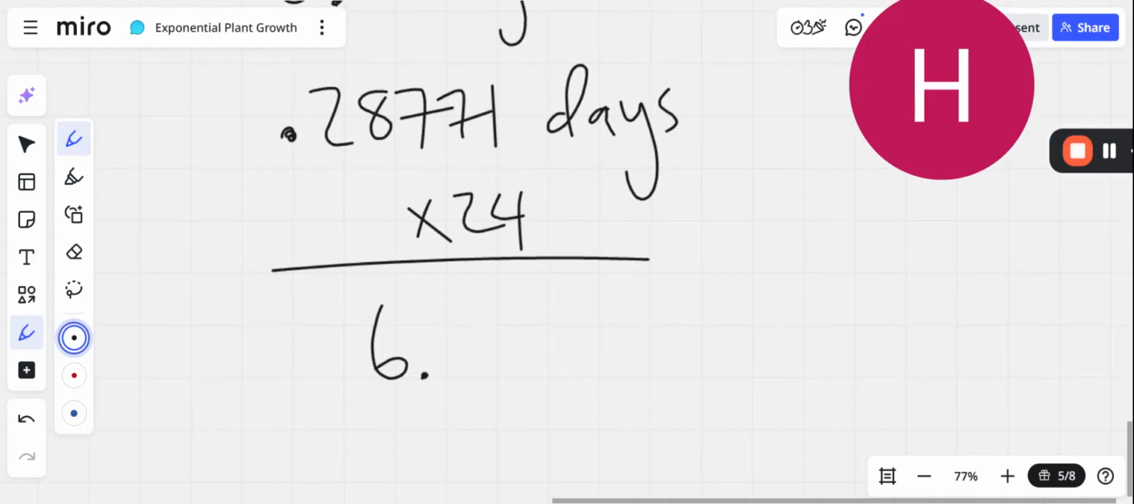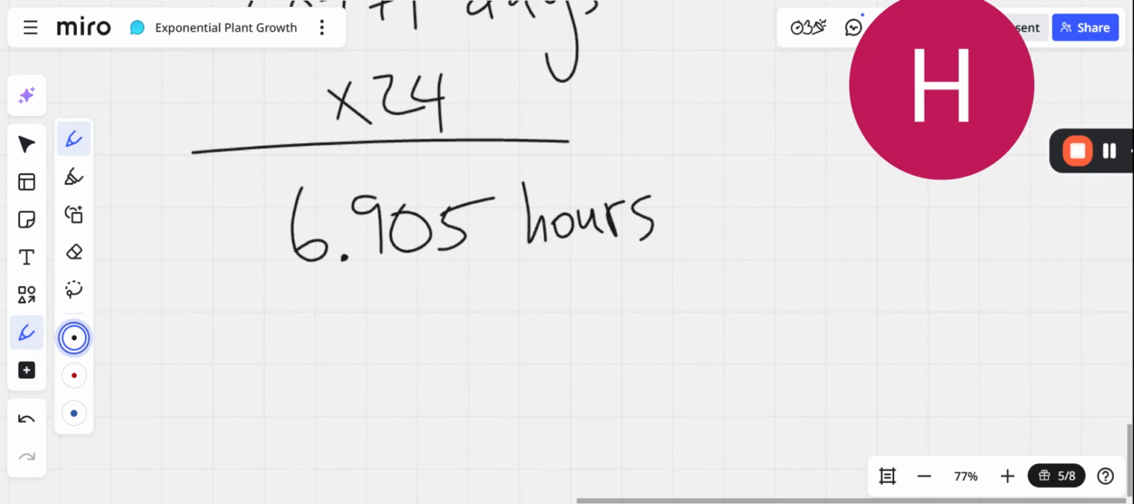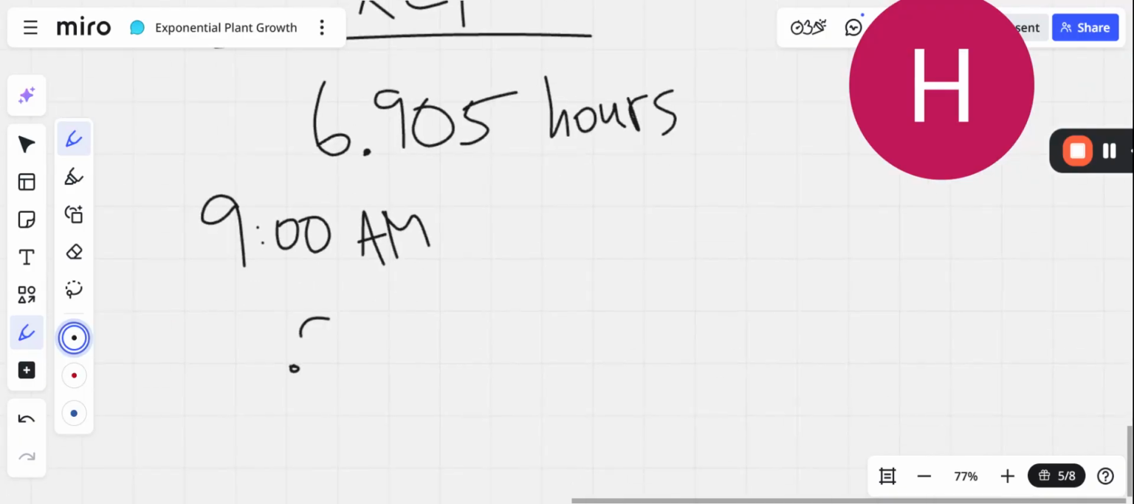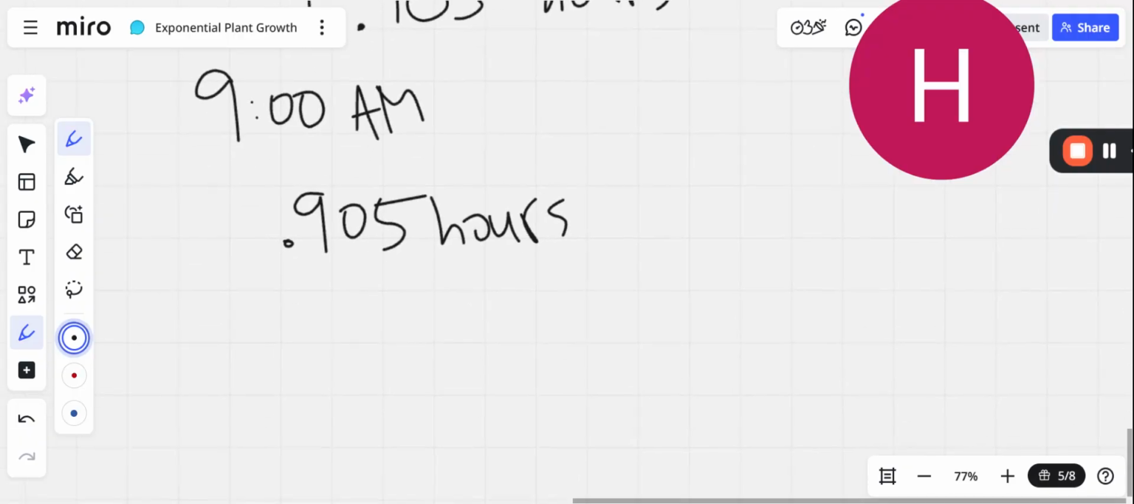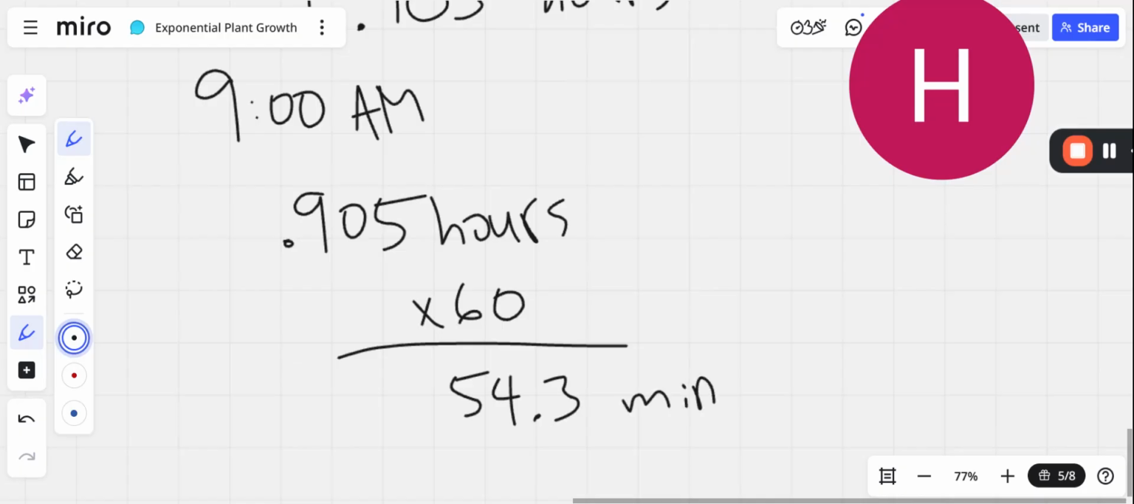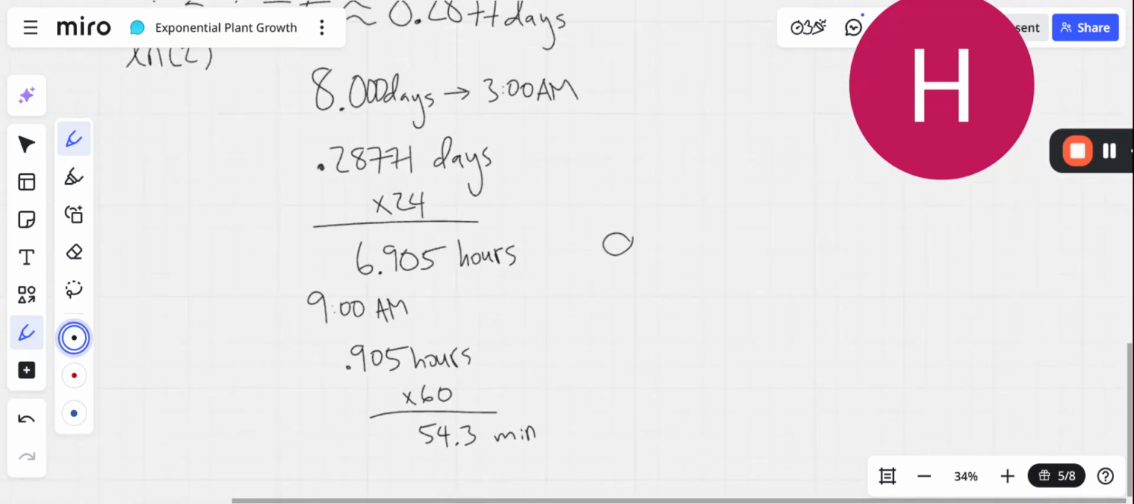And that's 6.905 hours. So that's 6 hours later, so that's 9 a.m. plus 0.905 hours later. How many minutes is that? Yes, we're getting specific. We're trying to find the time. So we multiply by 60, and this is 54.3. I think it's safe to say 54 minutes. So the time when it would reach that growth is at 9:54 a.m.